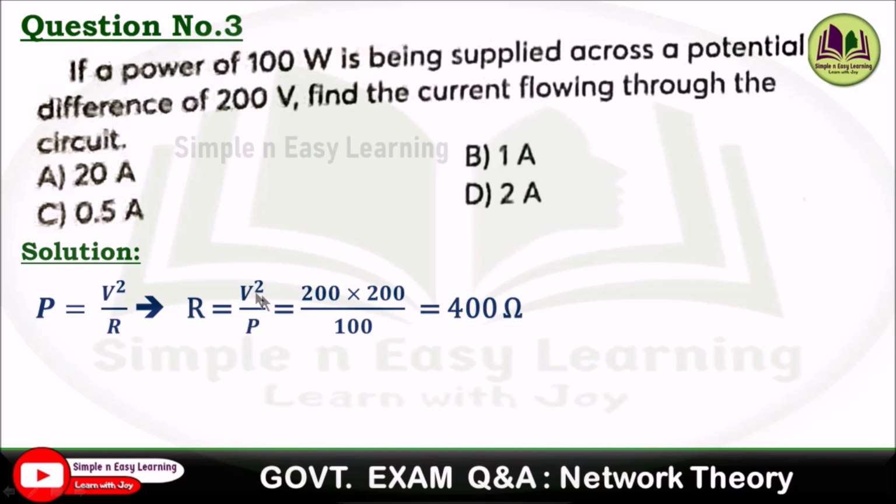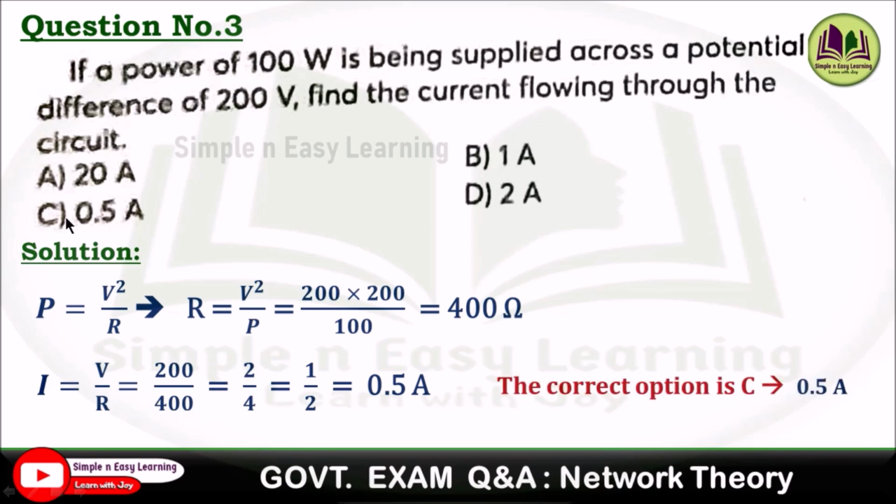Easily we can find the R value. So V square, 200 square divided by 100, that is 400 ohm. So we got the value of R. So now we can find the current by direct Ohm's law. I is equal to V by R. So 200 by 400, that gives you 0.5 ampere. The correct option is C, 0.5 ampere.